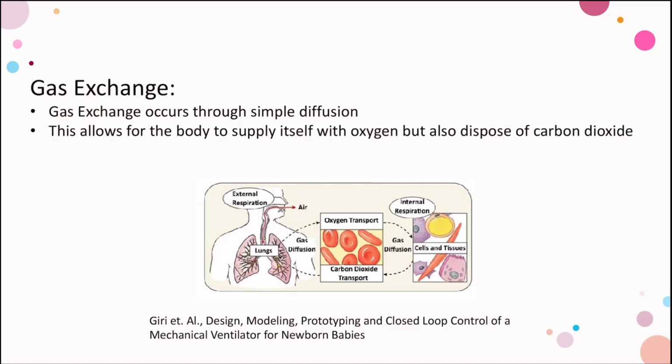The respiratory system processes oxygen and carbon dioxide by alveolar gas exchange. The gas exchange occurs across the respiratory membrane through simple diffusion. The diffusion allows for oxygen to be picked up by blood transport, then CO2 is released into the air of the alveoli. While looking at the picture, you can see through external respiration and internal respiration the gas diffusion and the gas exchange between oxygen transport and carbon dioxide transport, and between lungs and the cells and tissues.